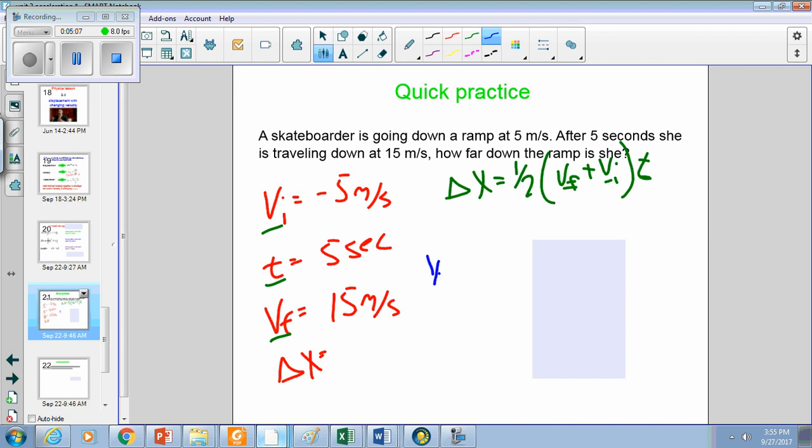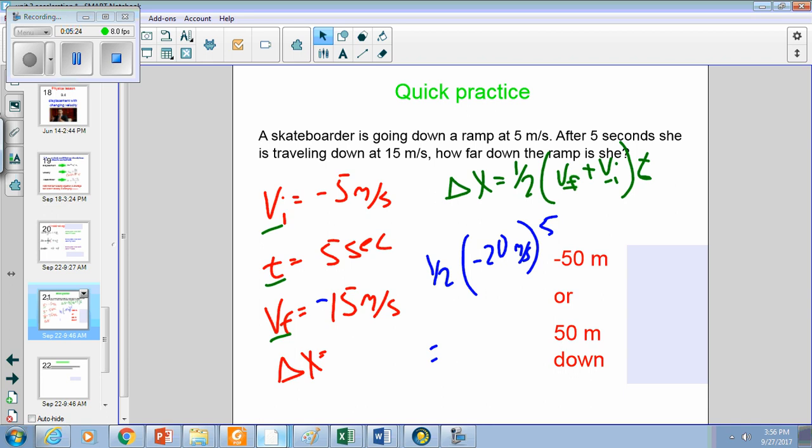So 1/2, no, it's negative by the way, negative 20 meters per second times 5 seconds should give you negative 50 meters, right? So half of negative 20 is negative 10. Negative 10 times 5 is negative 50. Or you could just put 50 meters down.